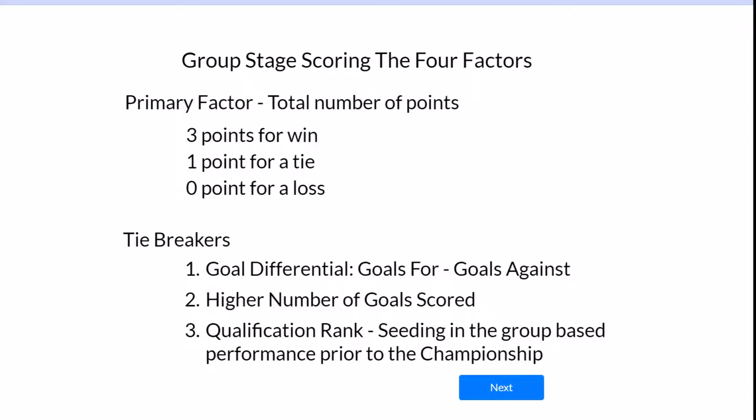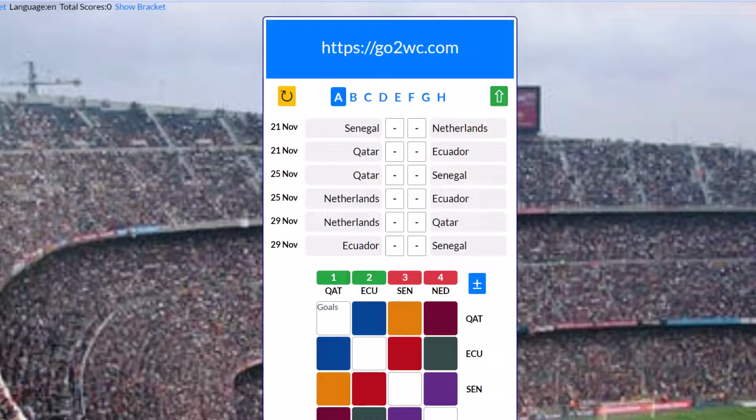Teams are selected to participate in the World Cup based on a series of qualification matches. The results of these matches are used to seed the teams in their respective groups. In the event points, goal differential, and goals scored are equal, the team with the higher seeding is promoted to the knockout stage.